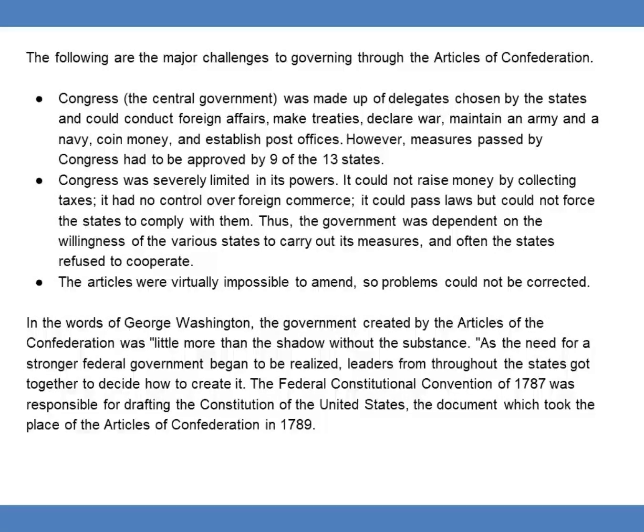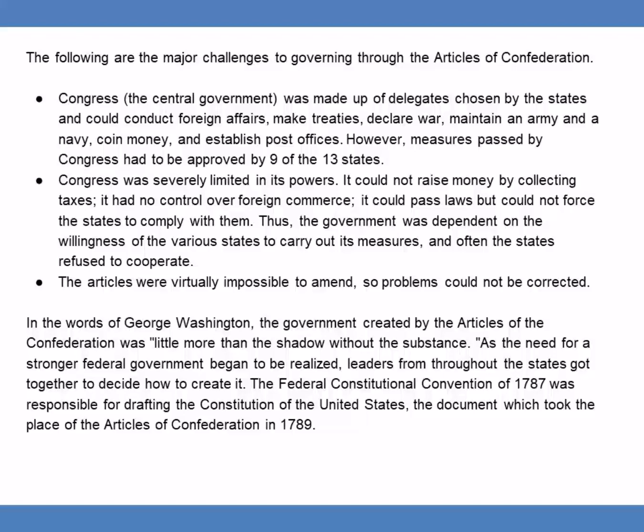It could not raise money by collecting taxes. It had no control over foreign commerce. It could pass laws but could not force the states to comply with them. Thus, the government was dependent on the willingness of the various states to carry out its measures, and often the states refused to cooperate. The Articles were virtually impossible to amend, so problems could not be corrected.